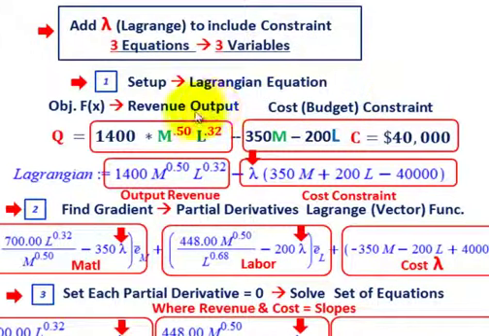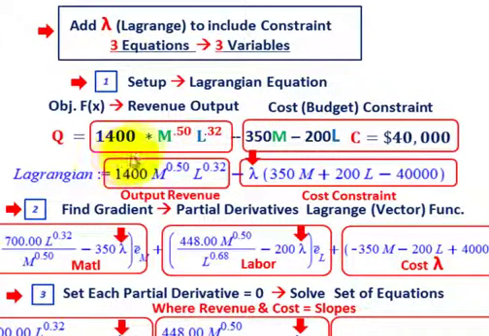So for our revenue output, Q represents our output or our profit in this case, and that's equal to 1400, the unit price that we receive on the product we're selling, and we take that times some material and some labor raised to some exponential amounts. Then we subtract from it the cost or the budget constraint. In this case, we have a unit cost on material of 350 and 200 for labor, and it's subject to $40,000. We can only spend $40,000 on our material and labor.